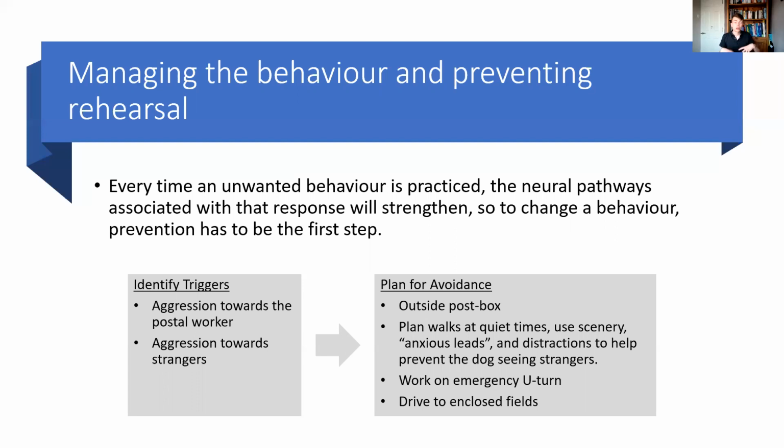Another great thing is to work on an emergency U-turn. So that's quite a good training technique where you work with your dog on something like, for example, "turn", and your dog learns that when he or she hears the word turn, you're going to turn around. That's a great way, particularly if you're walking up an alleyway or some sort of narrow path that you can't get away from, you can just turn around and go back.